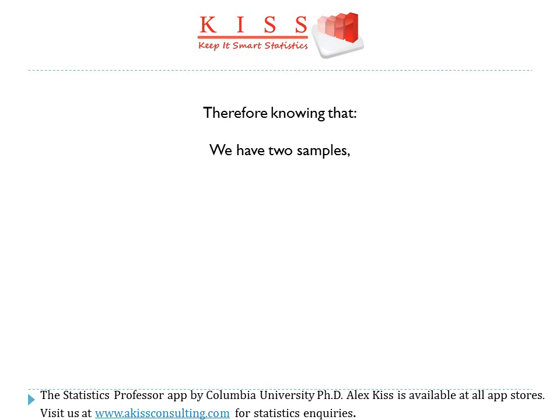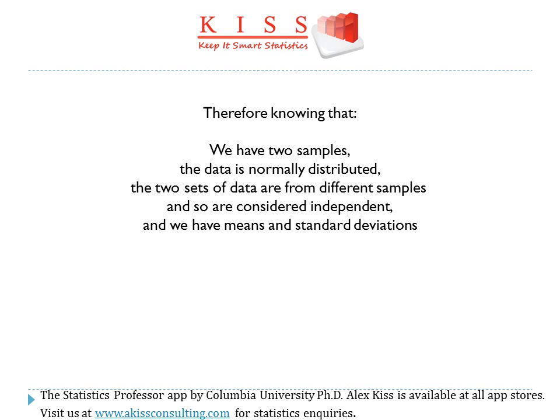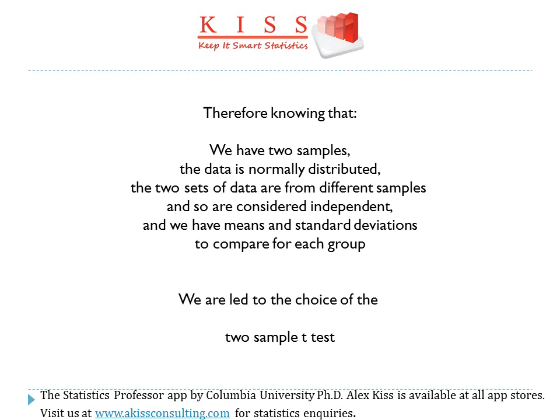Therefore, we know that we have two samples. The data is normally distributed. The two sets of data are from different samples and so are considered independent. We have means and standard deviations for each group, and this is going to lead us to the choice of the two-sample t-test.